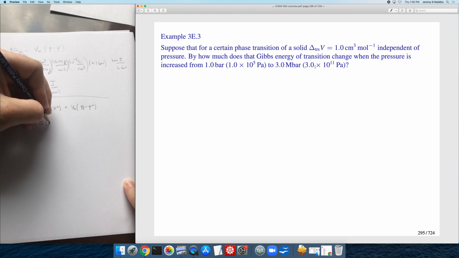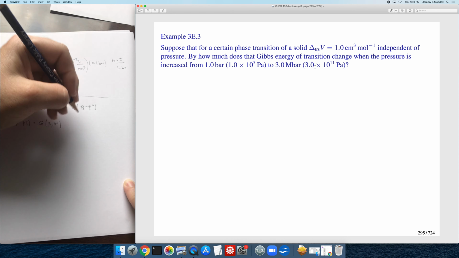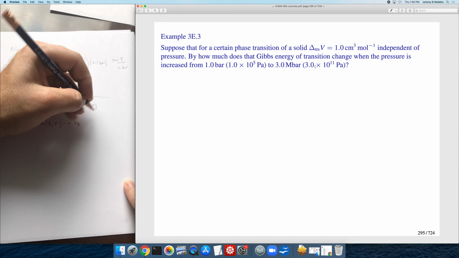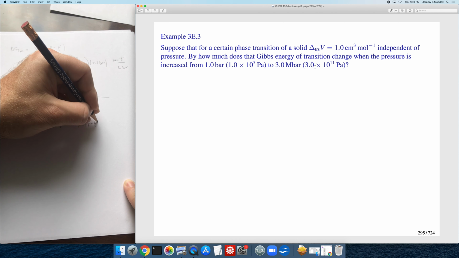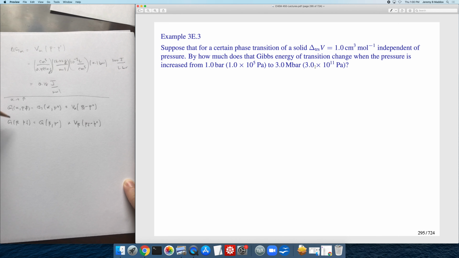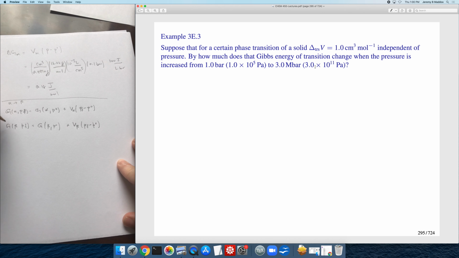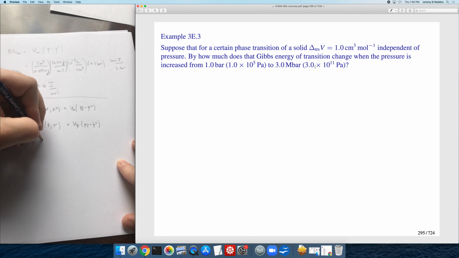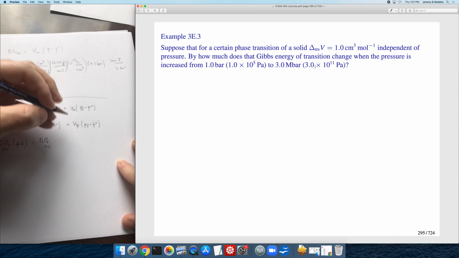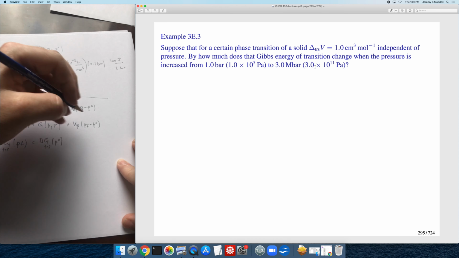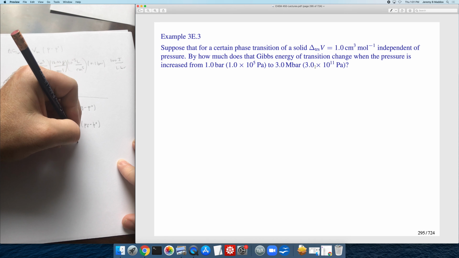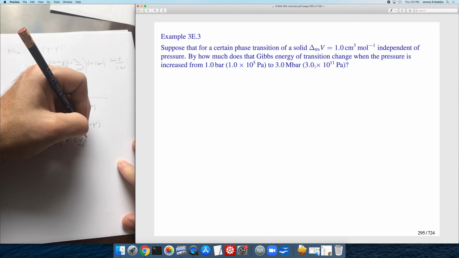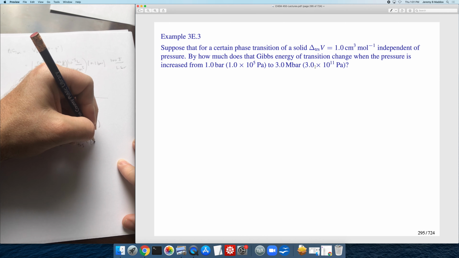Only it has a different volume. Now we take the difference between the two. So we'll do beta minus alpha. So delta G for the transition at PF equals delta G for the transition at P zero, plus the change in the volume for the transition times PF minus P zero.